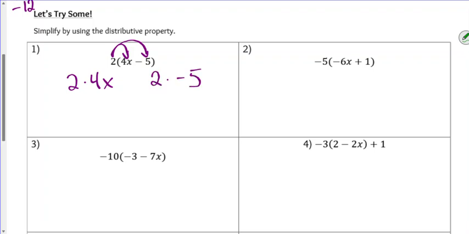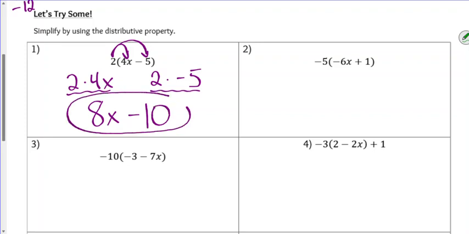In the beginning, I do want you writing this step. At a certain point, you might lose this step if you're understanding it well enough. But for right now, I do want you to write this step to show that we're multiplying those two sets of numbers. 2 times 4 becomes 8. That keeps the x attached to it. If it started with an x, it's going to keep that x. And then 2 times negative 5 becomes negative 10. So we write that as minus 10 in our answer. And that is all we can do to simplify that expression. One term has an x. This one doesn't. So we can't combine those. Those aren't like terms. That is our simplified answer.